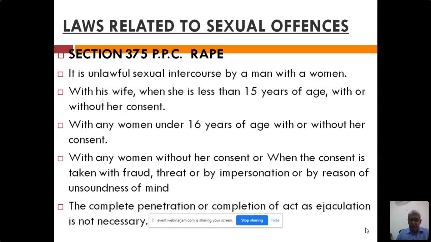The complete penetration, a completion of the act up to the level of ejaculation, is not necessary to constitute the act of rape.